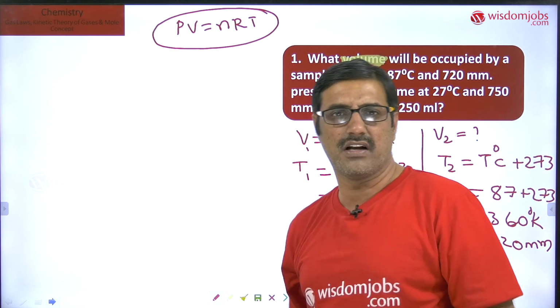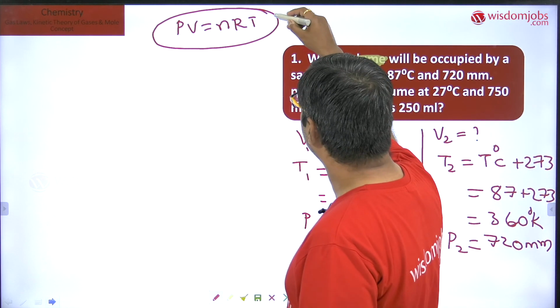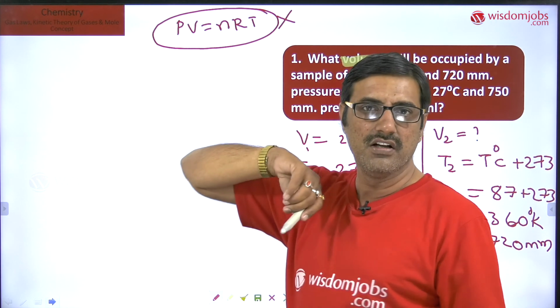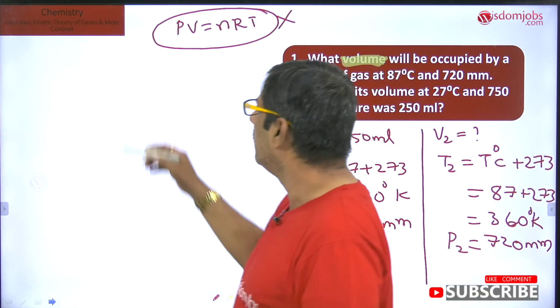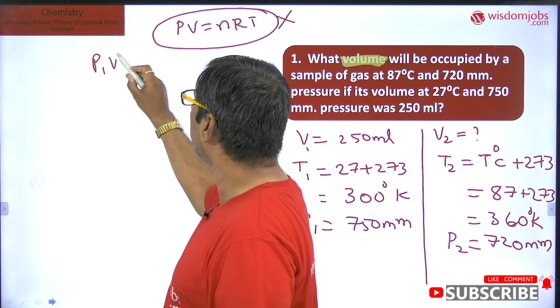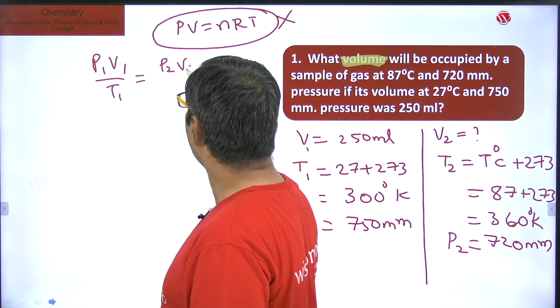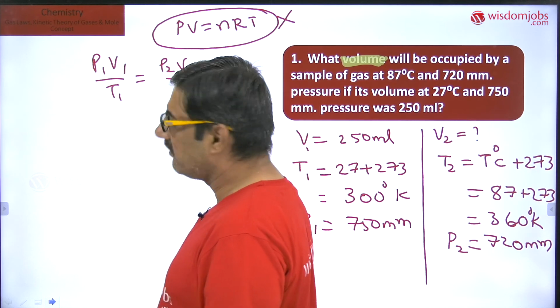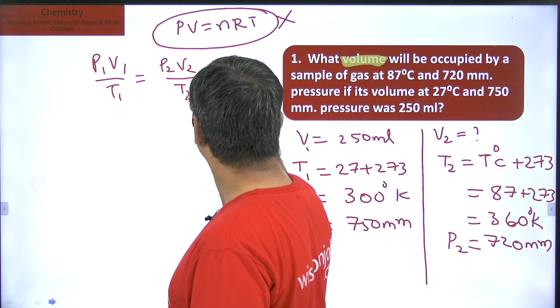P1, V1, T1 at first temperature and second temperature are also given. So here this is only at a particular temperature T. So this equation is not suitable. So which is a suitable equation for this problem? It is P1 V1 upon T1 is equal to P2 V2 upon T2. So now obviously from this, what is V2 which we want?